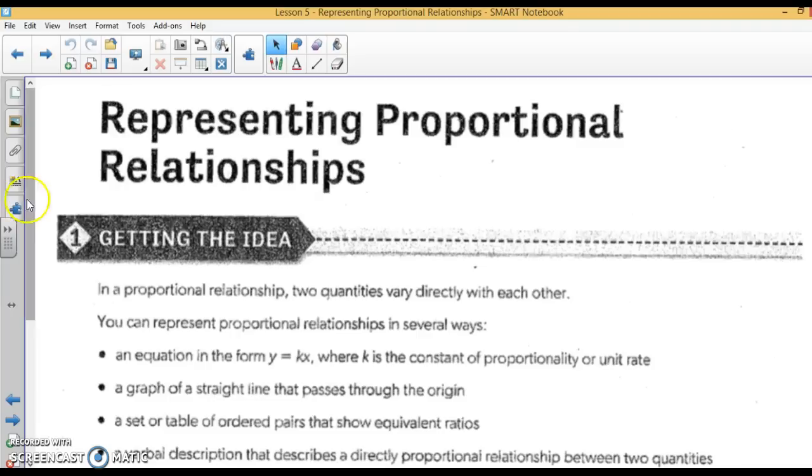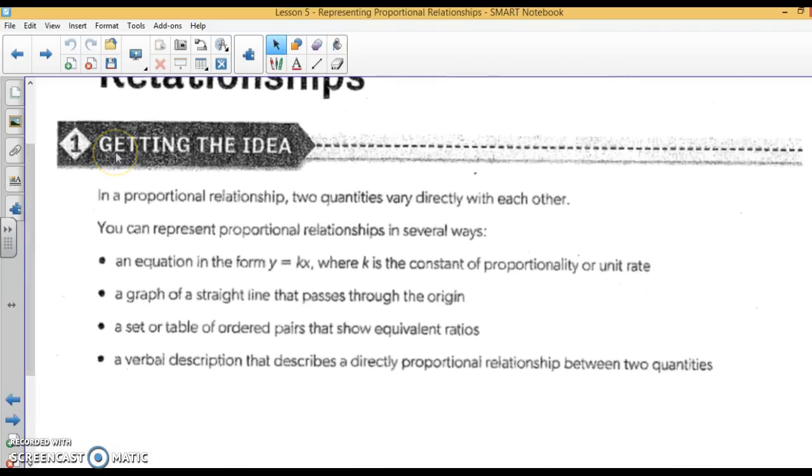All right. In class, I'm going to be giving you a piece of paper that is going to have all of these proportional relationship ideas on it. But these are things that you need to know. A proportional relationship: two quantities vary directly with one another. Direct variation and proportional, same thing. They can be represented in several ways. y equals kx, where k is the constant of proportionality or unit rate.